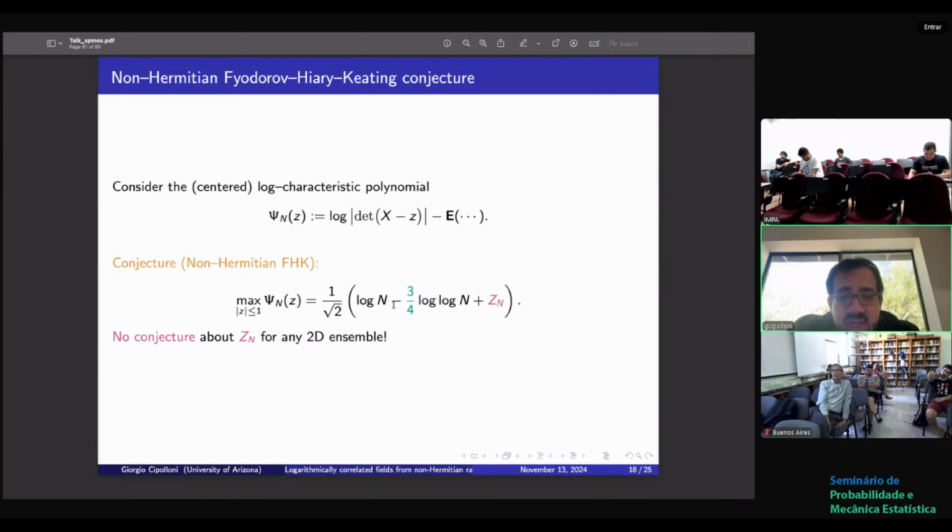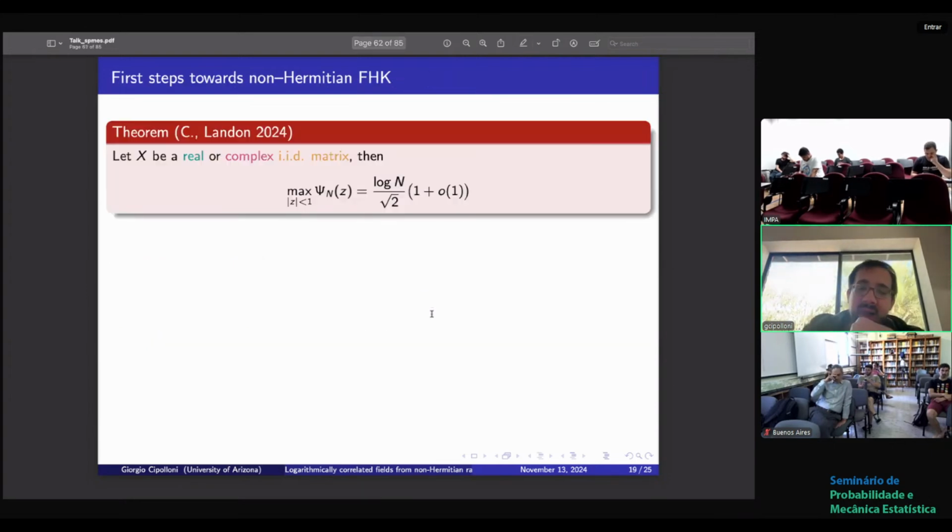Maybe one thing that I want to stress here is that if you remember for unitary matrices or orthogonal matrices, the answer will be different. There is this beta parameter that would appear in the one-dimensional case. Instead, in this two-dimensional case, I'm conjecturing that there is no dependence between the real and complex matrices. If you look at the maximum of this psi over the disk, then the answer is going to be the same, at least for these first two orders, in the real and complex case. And I will try to briefly explain that in the last part of the talk.